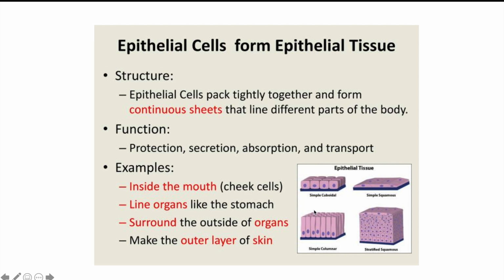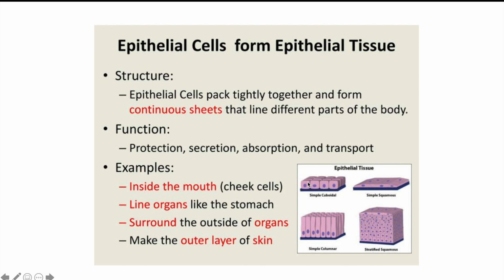And so what we found is that they can either be cube-shaped, and we call those cuboidal cells. They can be flat pancake-shaped cells, and we call those squamous cells. Or they can be long and skinny, like columns, and we call those columnar. Now you'll see in front of each shape, it has the word simple. So simple cuboidal, simple squamous, simple columnar.